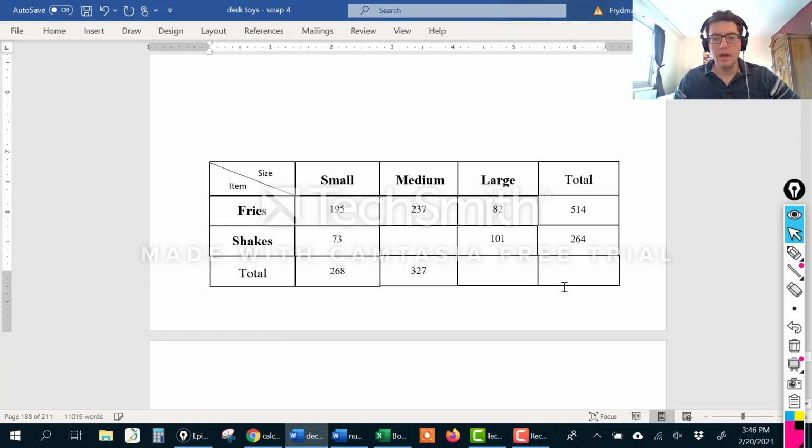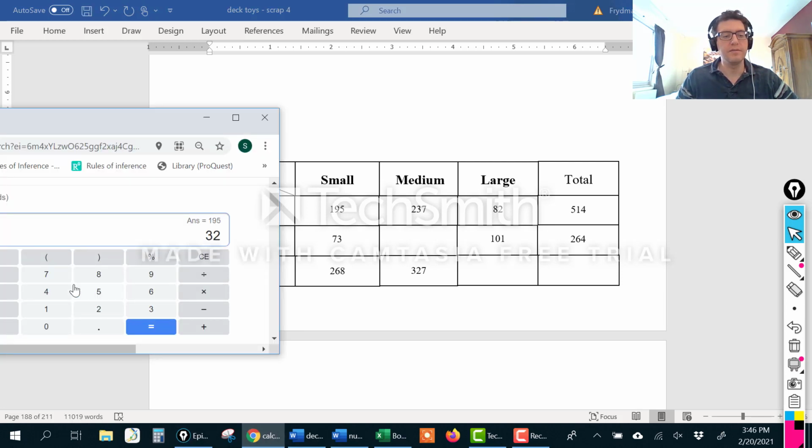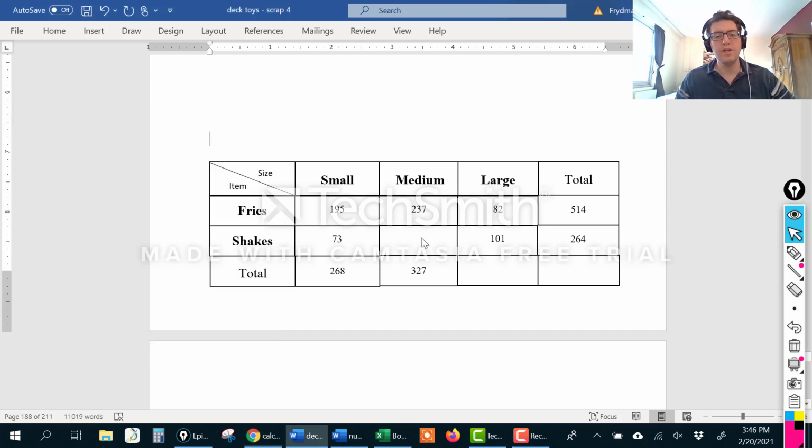Let's see. Now, what about this one over here? Is there any way that we can figure that out? We can take this 327 and subtract 237. That would tell us what this has to be, because this plus this has to add up to 327. So 327 minus 237 equals 90.